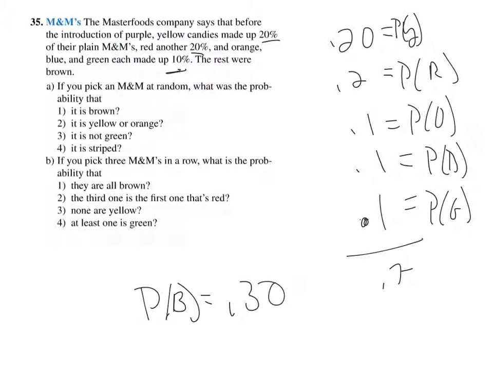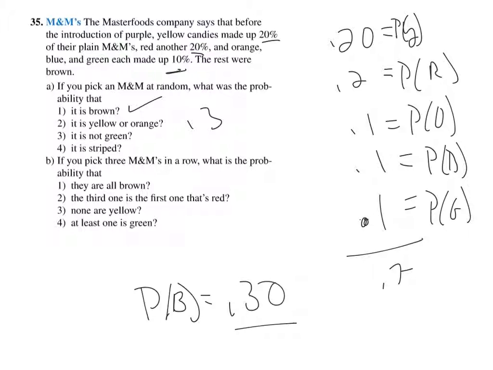Okay, so what's the probability that a random M&M is brown? 0.3. If it's yellow or orange, notice the "or" word, so that tells me I'm going to add some. And I also know that an M&M can't be both yellow and orange, so it's okay just to add the two probabilities. So yellow or orange would be 0.3, because 0.2 plus 0.1.